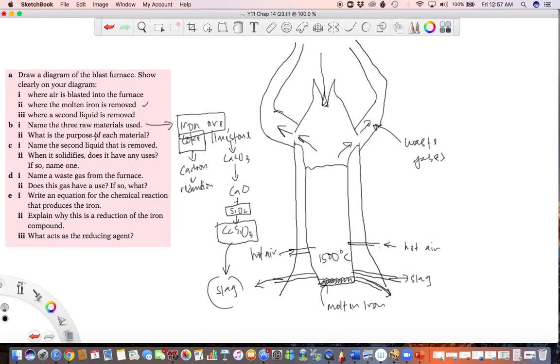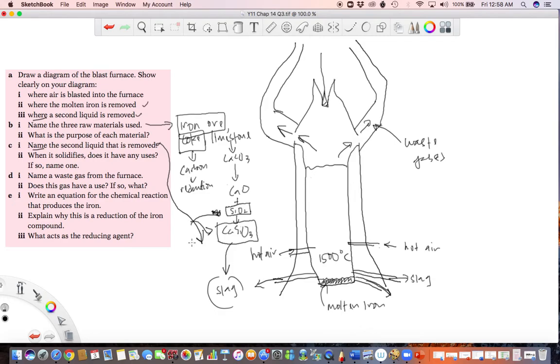What's the next question? Okay, again, name the second liquid that's removed. We already talked about that up here, it's the same thing. When it solidifies, does it have any use? If so, this is slag. The first question is name, and I just realized that, so we have named it. The name is either slag or calcium silicate.